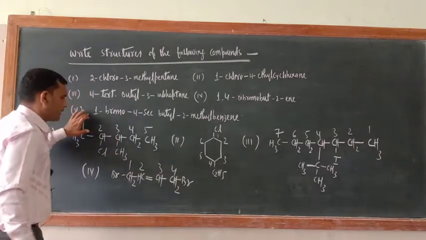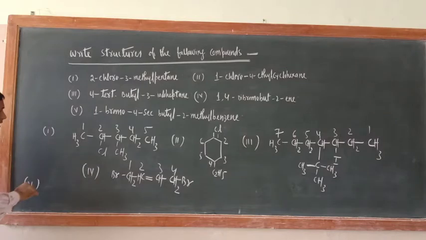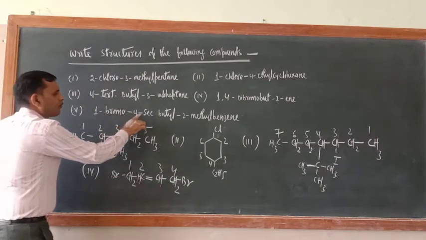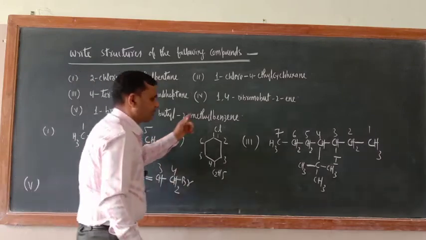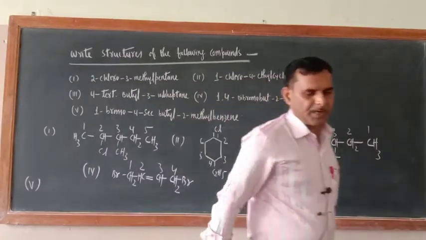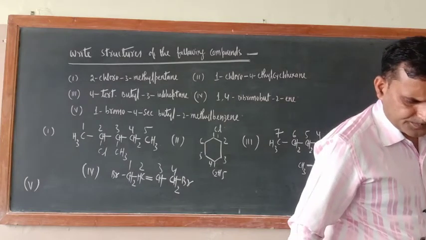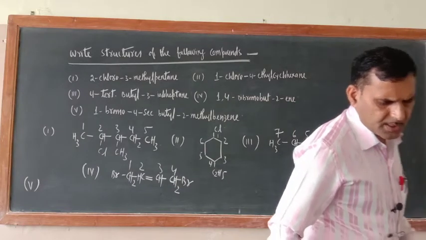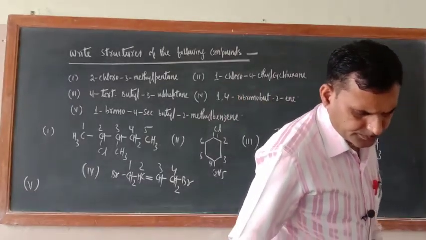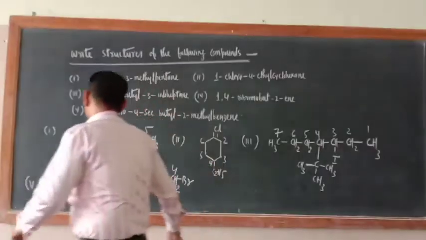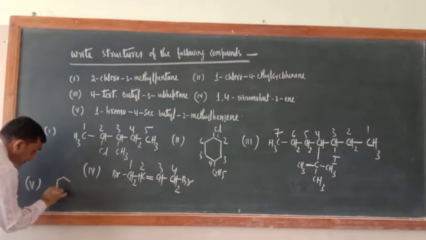Now the last one, the fifth one. Fifth one is 1 bromo, 4 secondary butyl, 2 methyl benzene. So first you should make the structure of benzene. Okay. Secondary butyl you have to make. Okay, so just see. This is benzene.